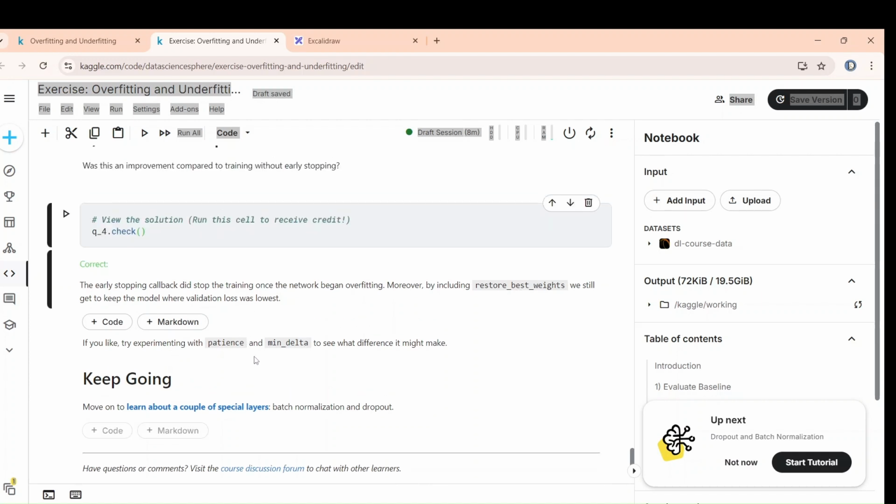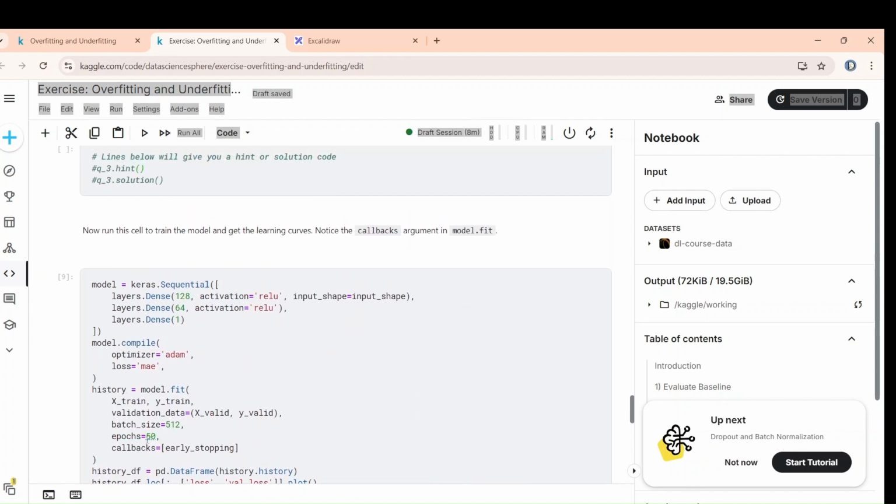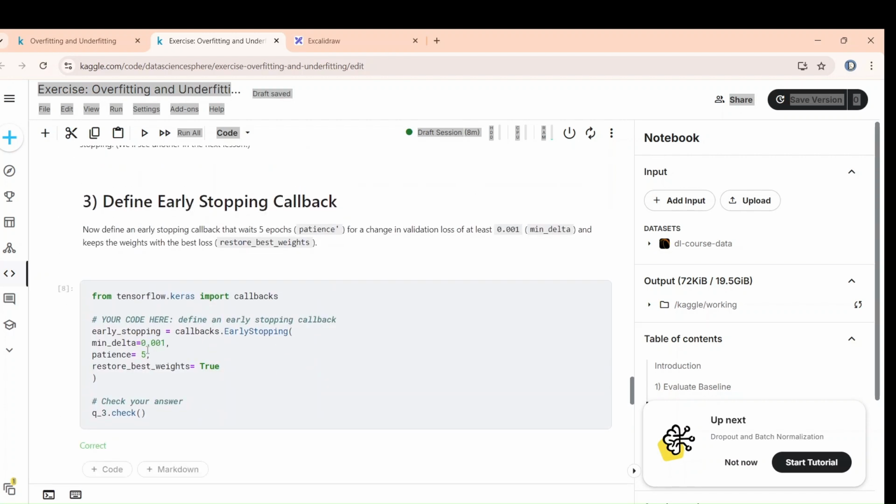If you like, try experimenting with patience and min_delta. Just change the patience and change the minimum delta, and you can check it out.